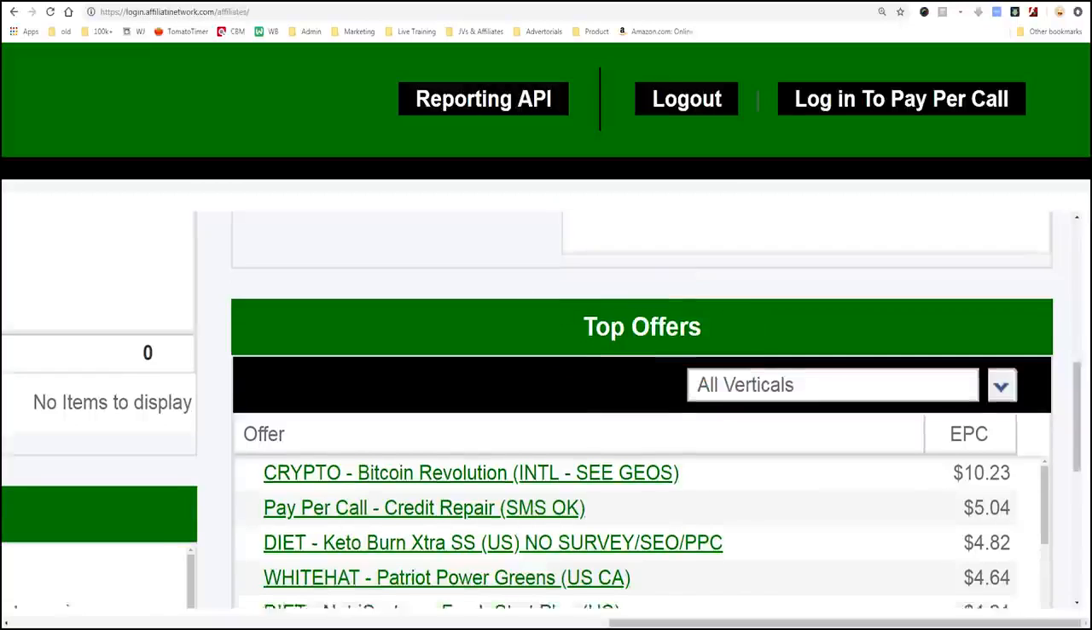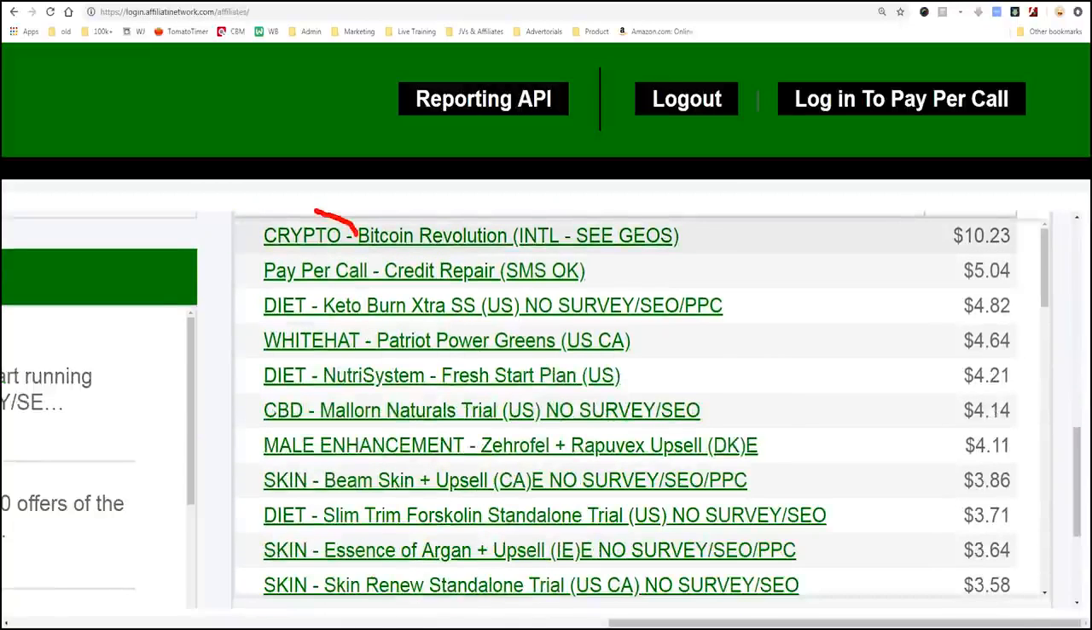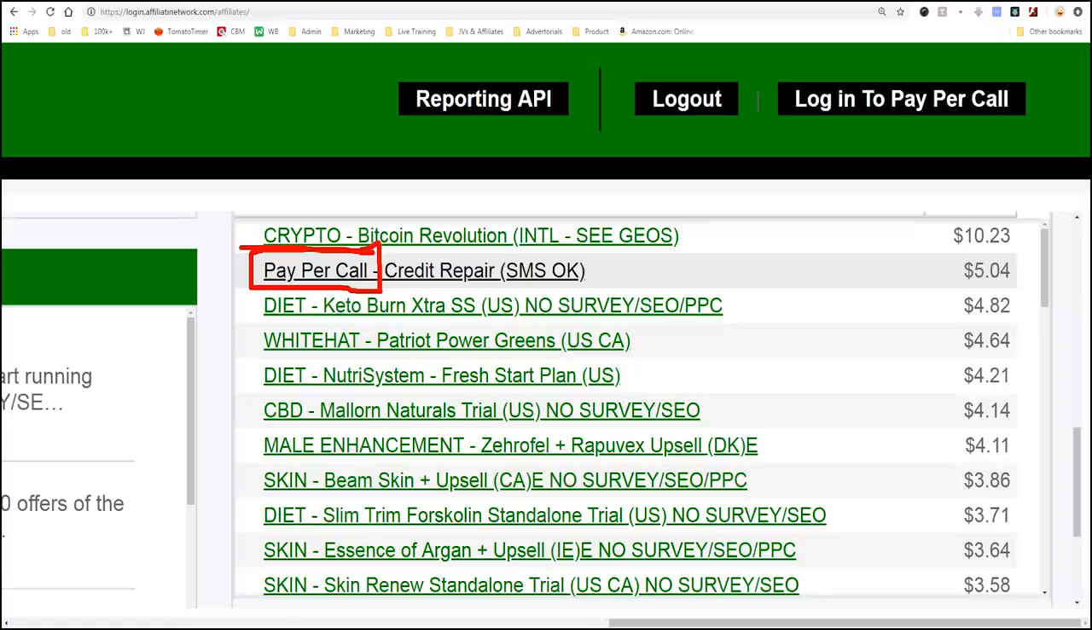As you see, one of the top offers is a crypto offer, teaching people how to invest in cryptocurrencies. It used to be part of a vertical called binary options, which is a pretty crazy vertical. The next vertical is called pay per call. Pay per call means that you're getting money each time somebody makes a call and calls into a sales floor. In this case, it's for credit repair.